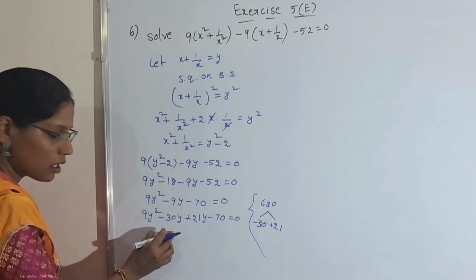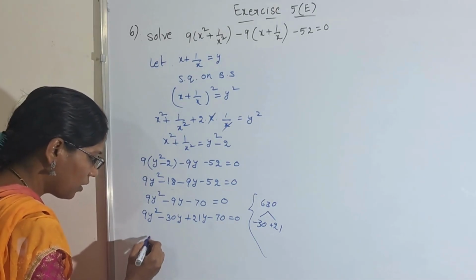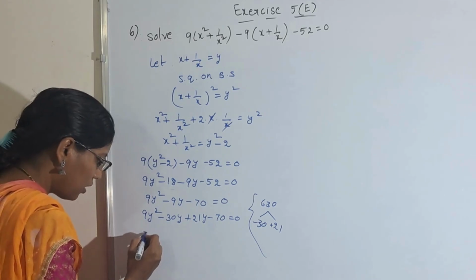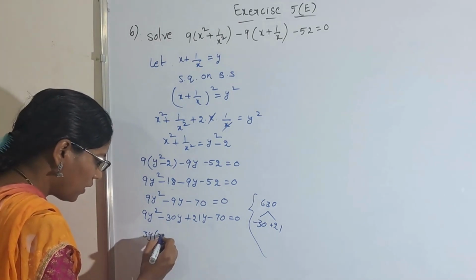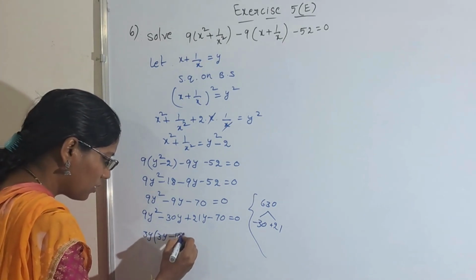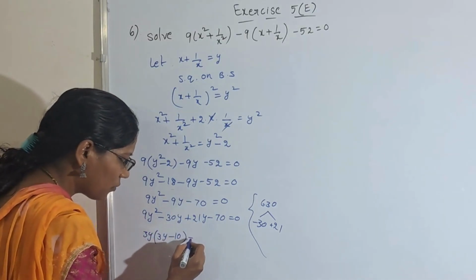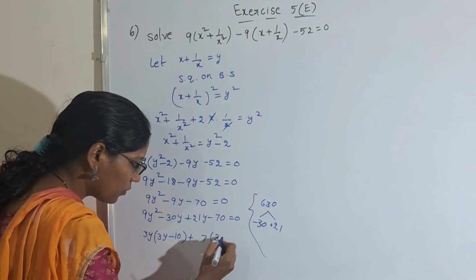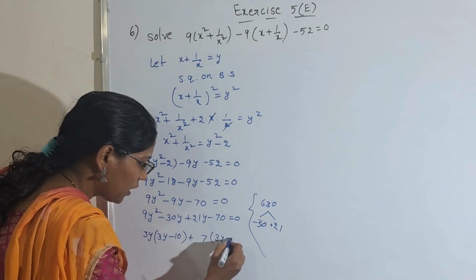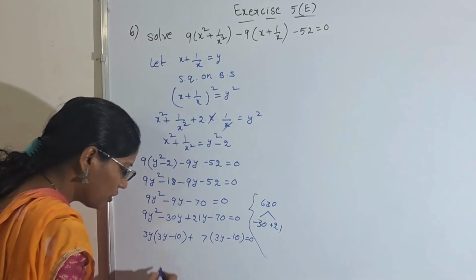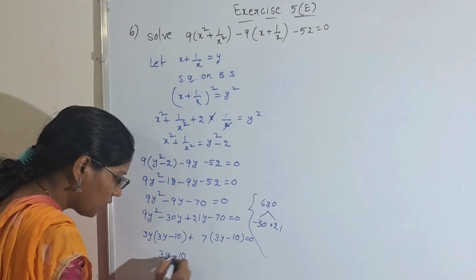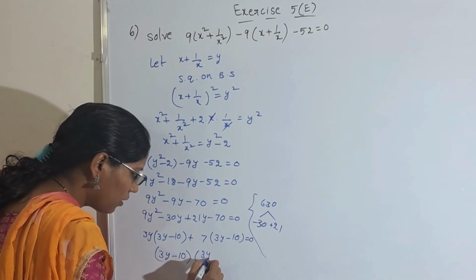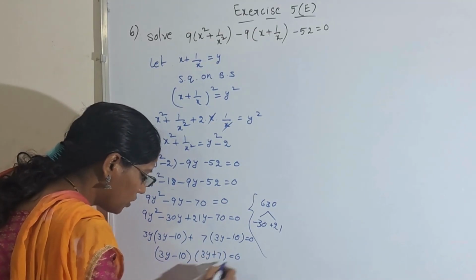First two terms, what is the common? 9 is the common. 3y is the common: 3y minus 10. Next two terms, what is the common? Here 7 is common: 7 times 3y minus 10 equal to 0. Here 3y minus 10, here 3y plus 7 equal to 0.